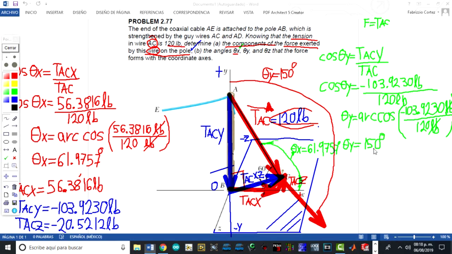So we are going to calculate theta c. So we're going to say that cosine of theta c will be equal to the c component of the vector in three dimensions, that is the AC, divided by the magnitude of the vector in 3D.